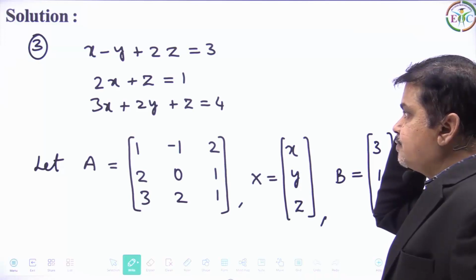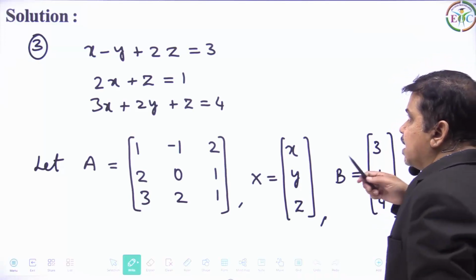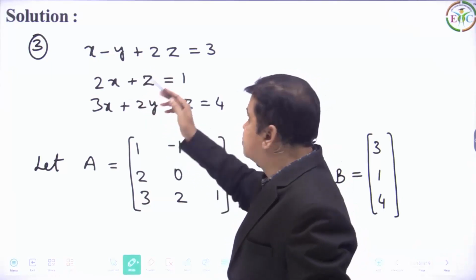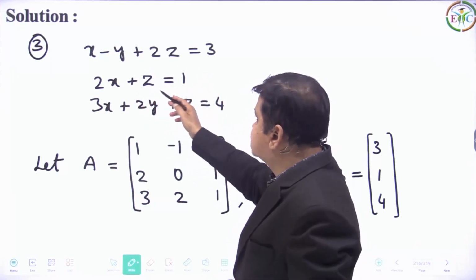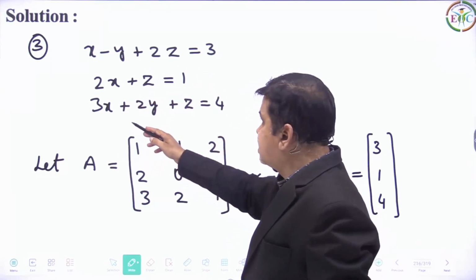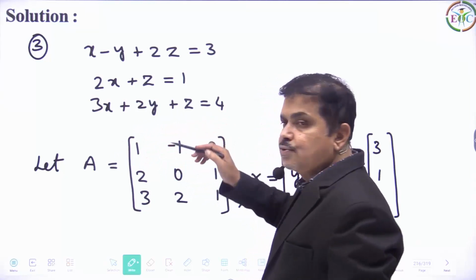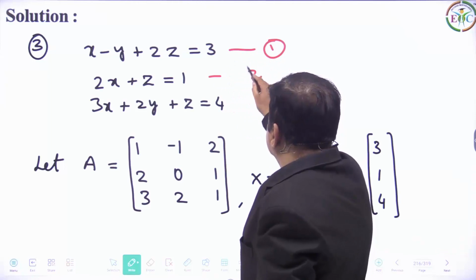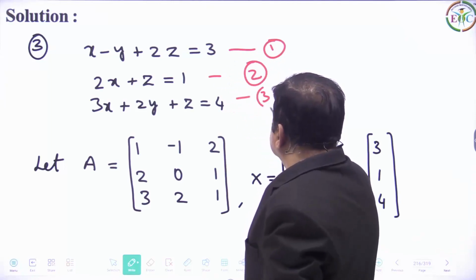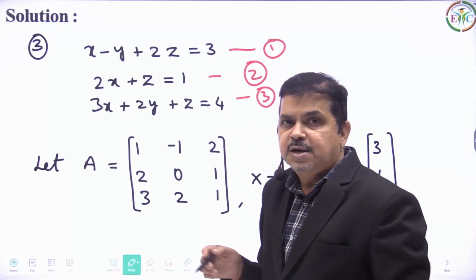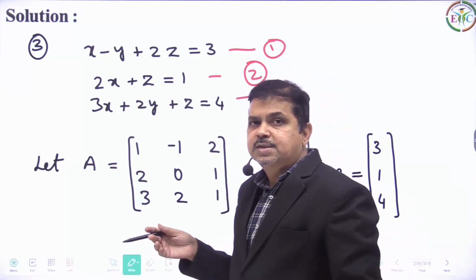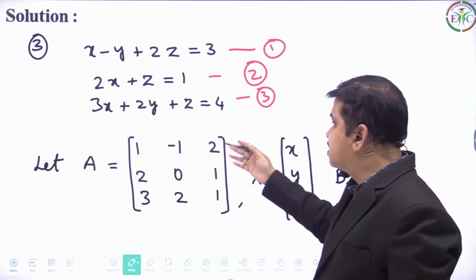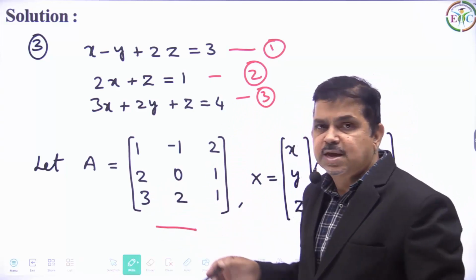This is also of a similar form. We have the given equations: X minus Y plus 2Z equal to 3, 2X plus Z equal to 1 and 3X plus 2Y plus Z equal to 4. Call these equation number 1, equation number 2 and equation number 3. As I told you earlier, take the coefficients of X, Y and Z from equations 1, 2 and 3 and form a matrix A.